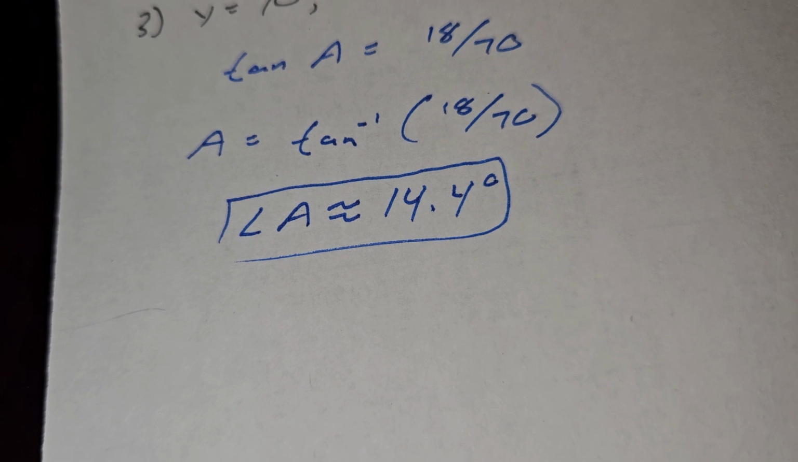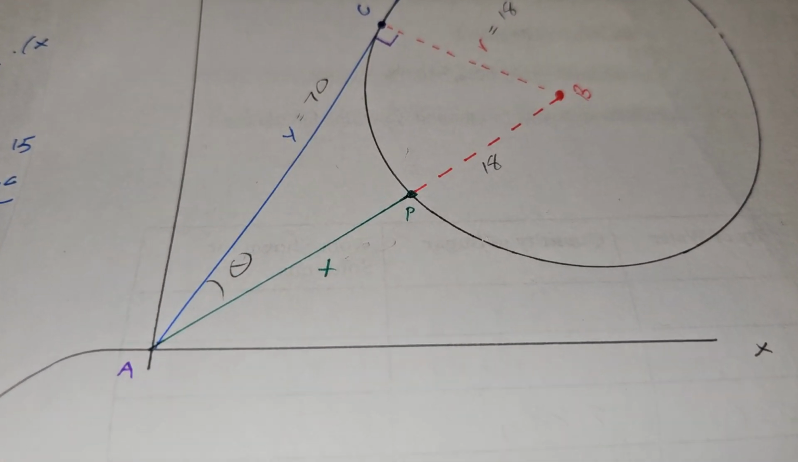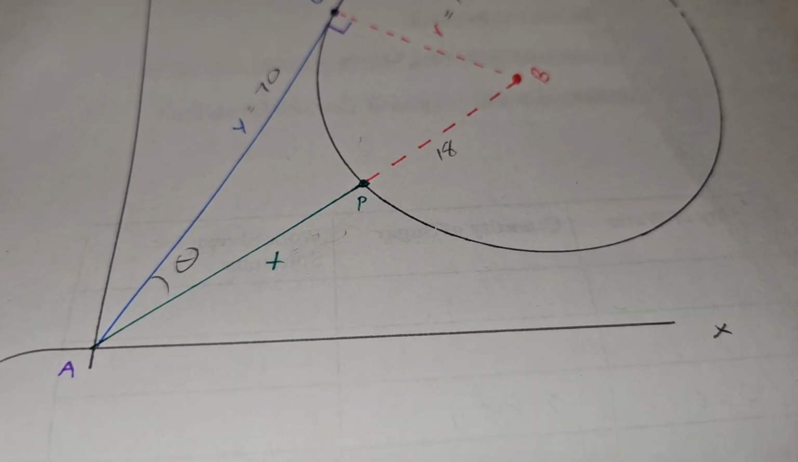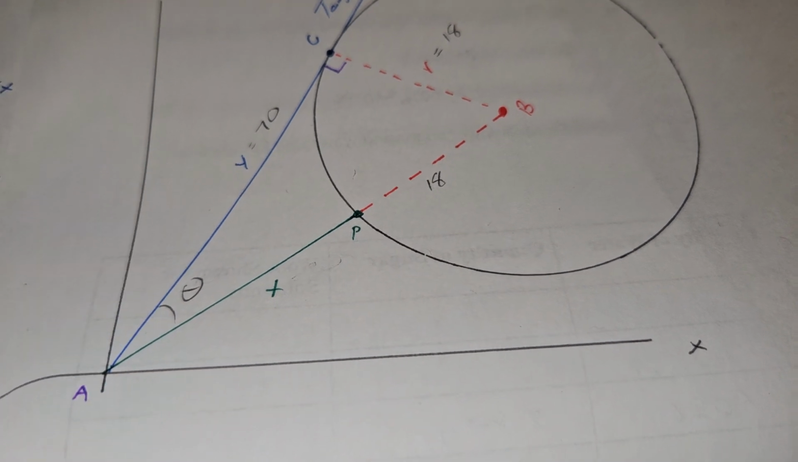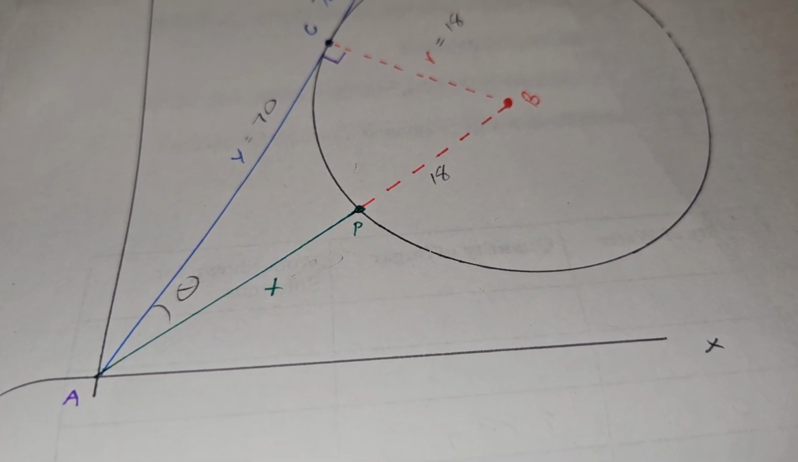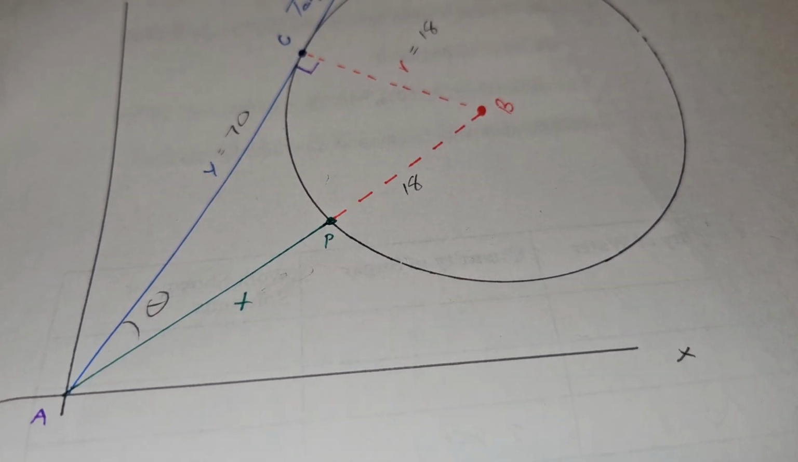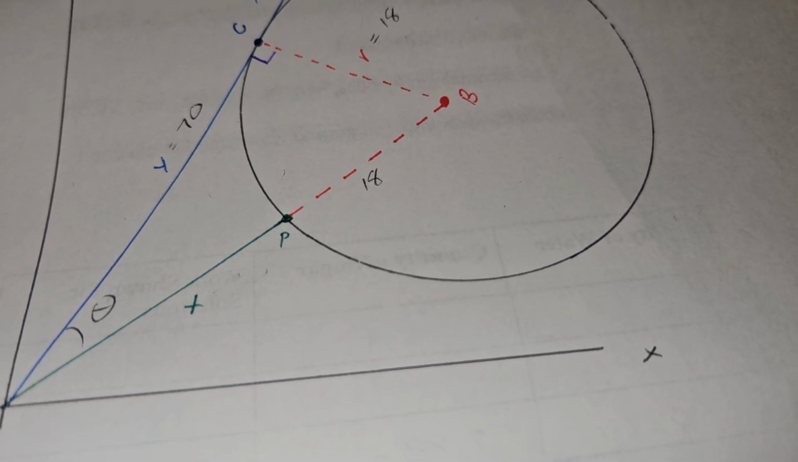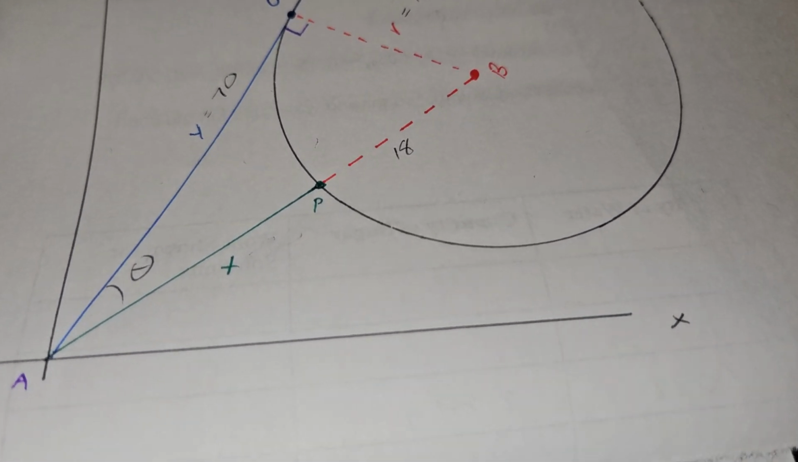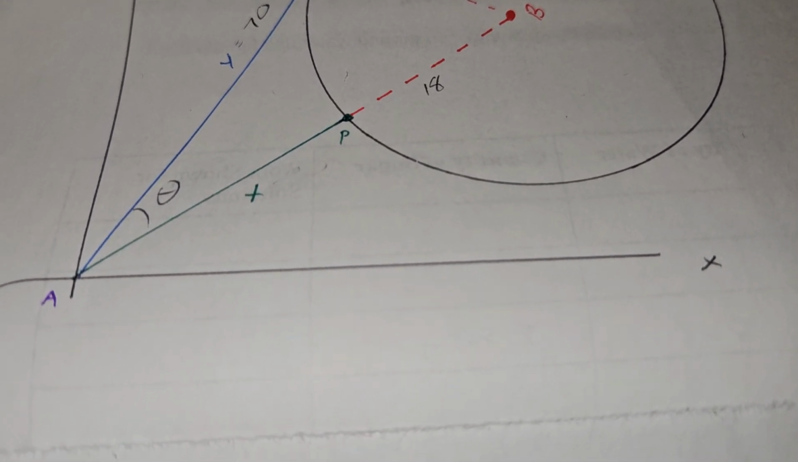Let's go ahead and find x. Remember, x is going to be part of the hypotenuse. Let's find it two ways. First, let's find the whole hypotenuse, and then we're going to have to subtract the radius, which is 18, from it. And then let's use the trigonometric functions to see if we can solve for x. Let's do the first one first. We're going to use the Pythagorean theorem.